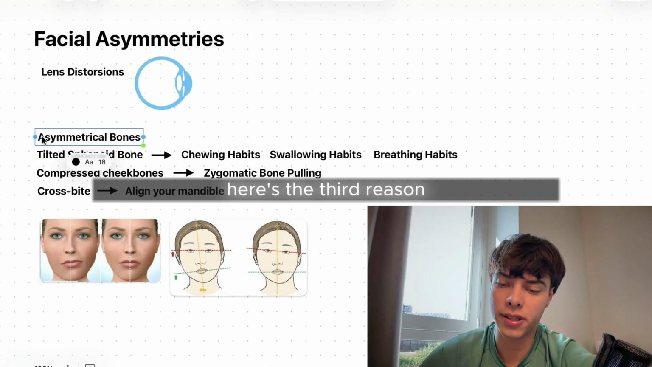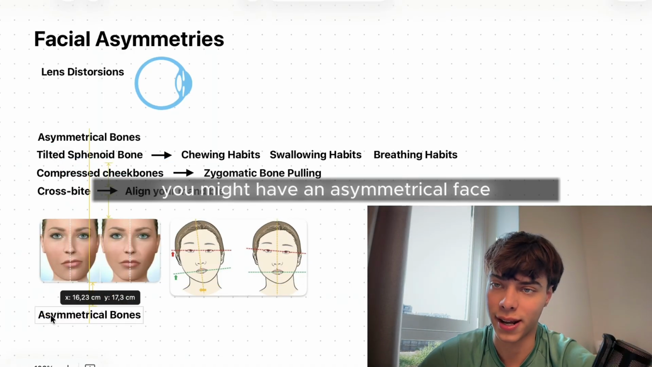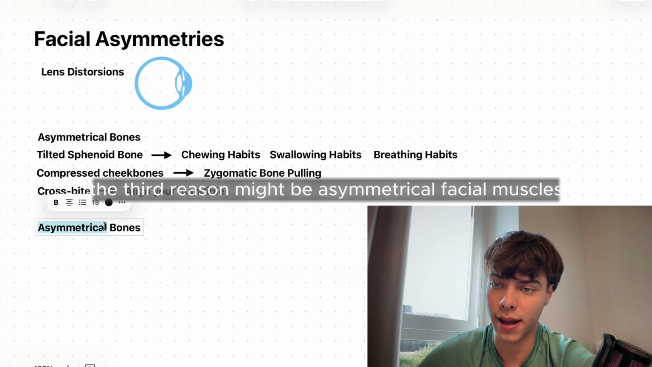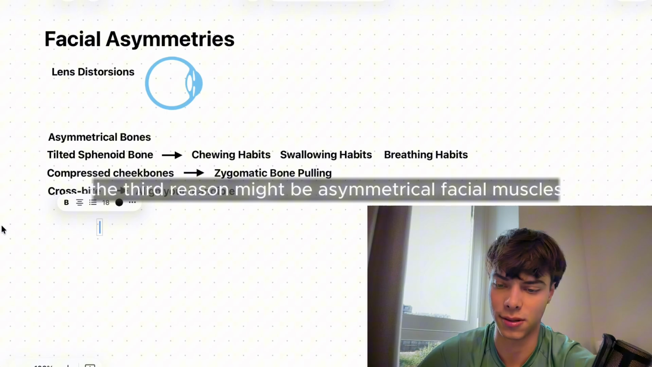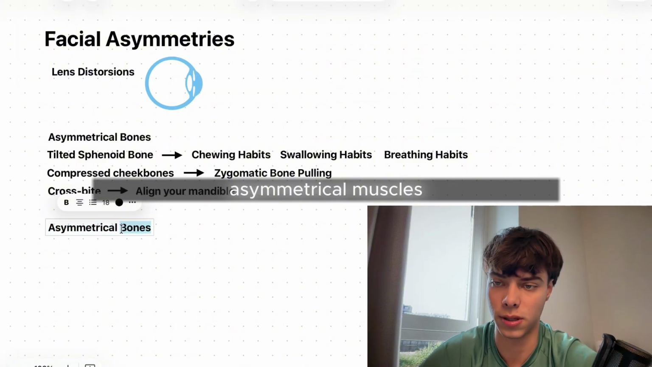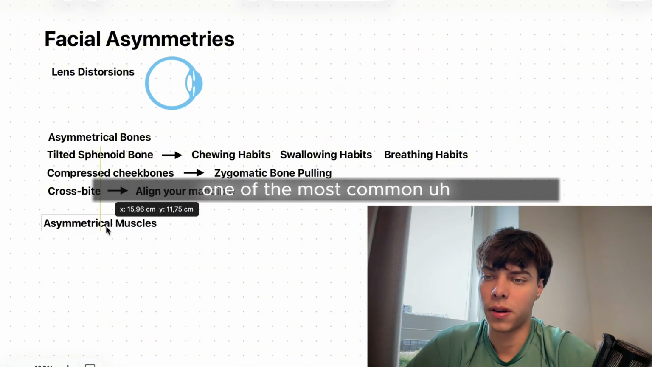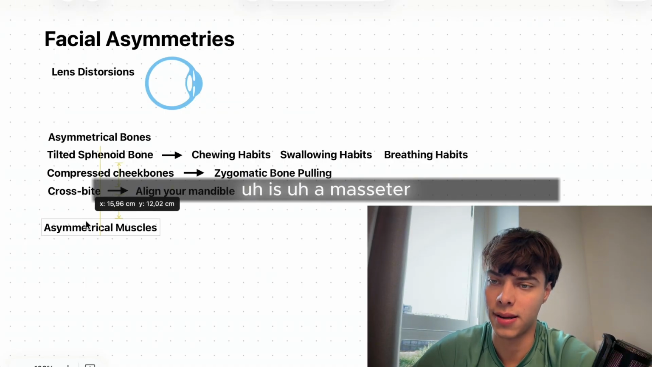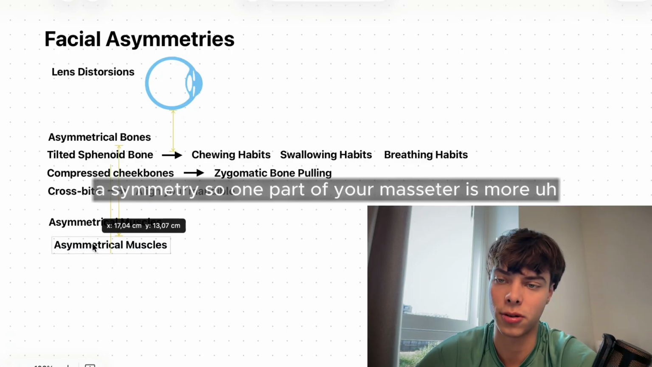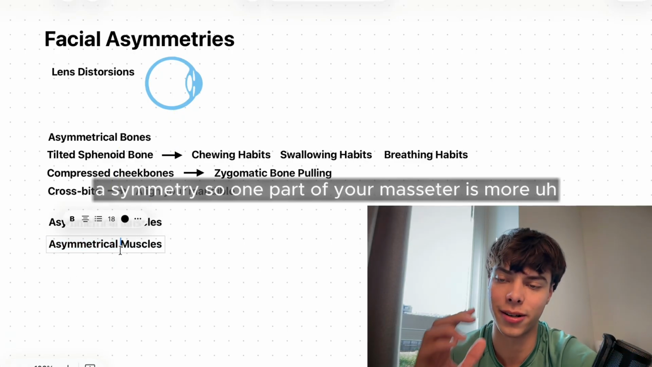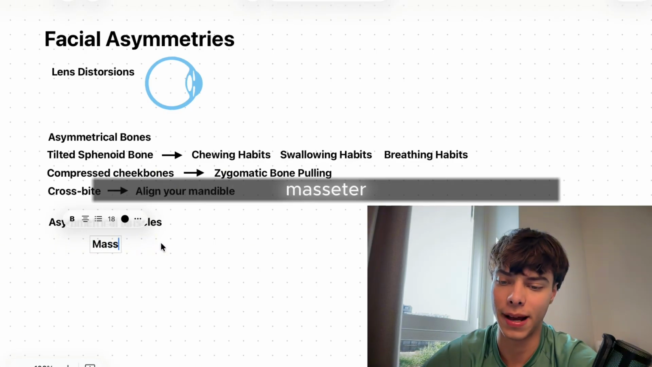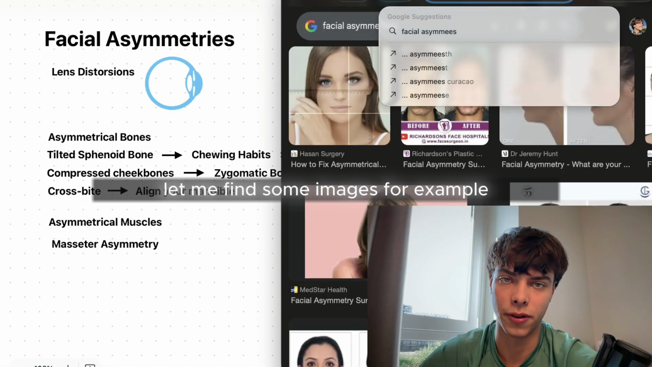So here's the third reason you might have an asymmetrical face. The third reason might be asymmetrical facial muscles. One of the most common muscle asymmetries people might experience is a masseter asymmetry. So one part of your masseter is more developed than the other. Masseter asymmetry. Let me find some images.